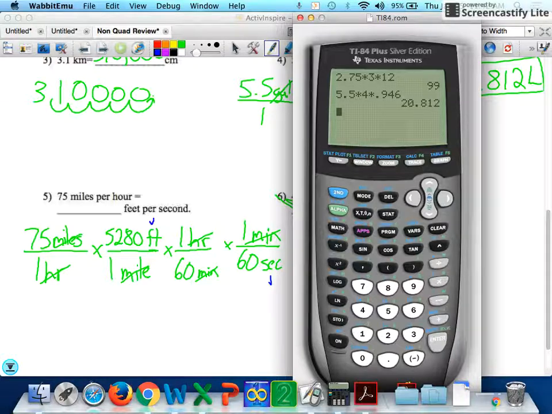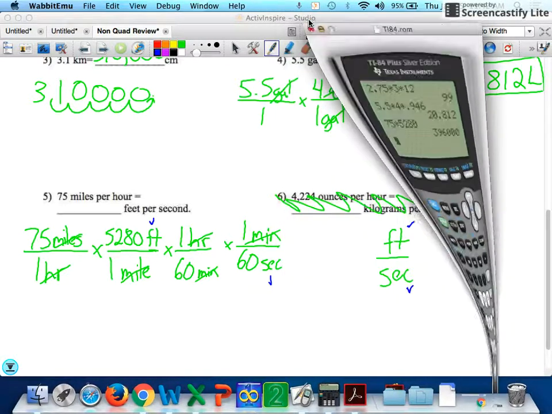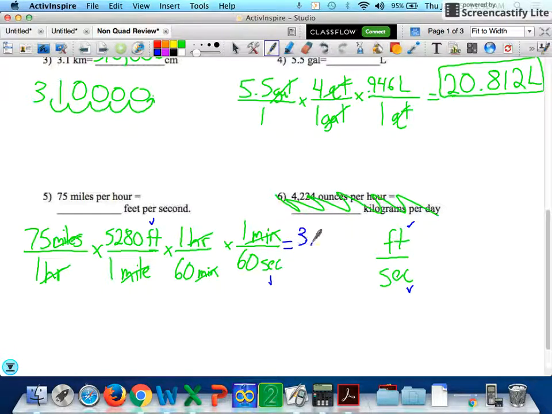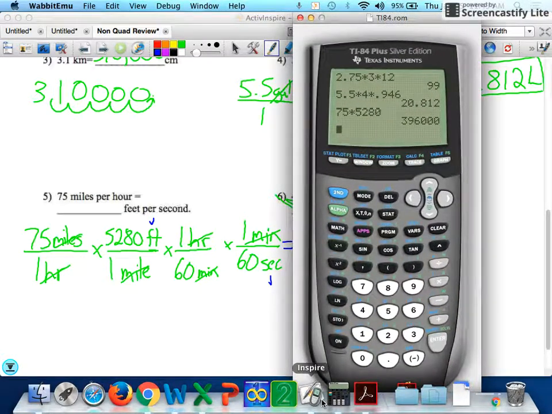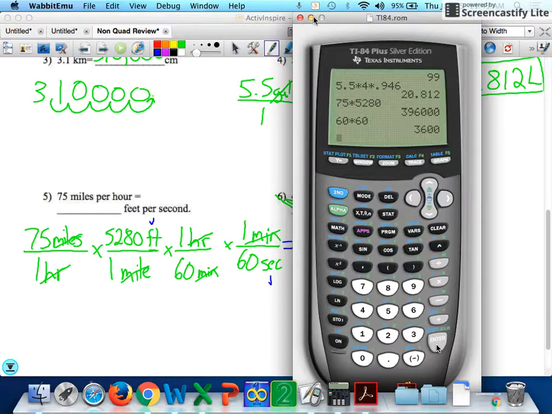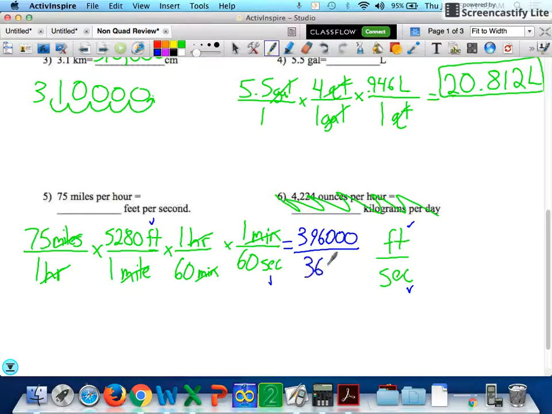If I multiply straight across the top, I've got 75 times 5,280, and that equals 396,000. It's a big number, okay? On the bottom, I've got 1 times 1 times 60 times 60. Well, that boils down to basically just 60 times 60, which is 3,600. You do not leave your answer like this. You have to actually simplify it, okay? You have to simplify that answer.